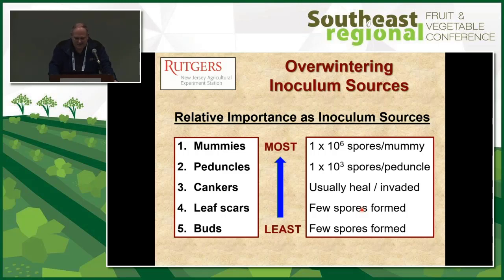And then the cankers will usually heal over in terms of going as an overwintering inoculum source going into the winter. Or if they're not healed over, the other thing that can happen is they get invaded by Leucostoma canker, also used to be called Cytospora canker. And then even Phomopsis constriction canker could be a problem in terms of invading those. And then as far as the leaf scars and the buds are concerned, there's very few spores on those. So that's the least of relative importance.